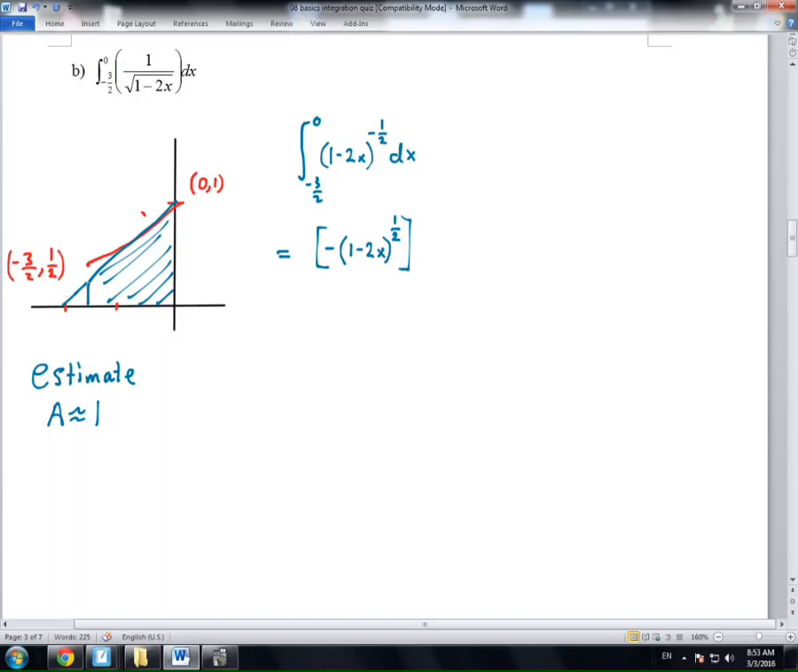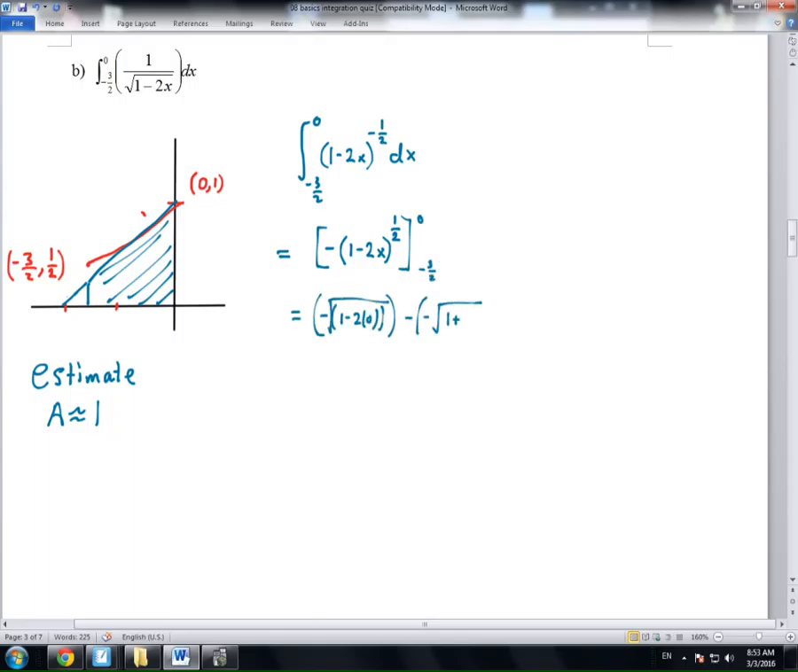So here, the important thing to do first of all is to remember that you need to write this in power form. So (1 minus 2x) to the negative 1/2 power, and as long as this power isn't negative 1, we can just reverse the power rule. So I'm going to increase the power by 1, so we go from negative half to a positive half, and then I'm going to divide by negative 2 because of this, and I'm going to divide by 1/2 because of the new exponent, and that's why I get this result.